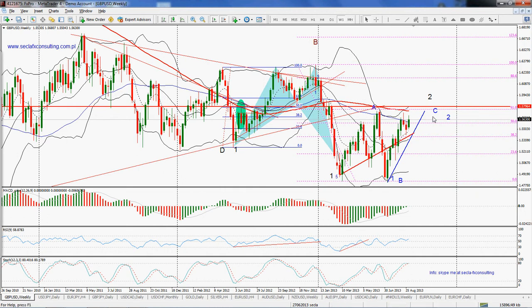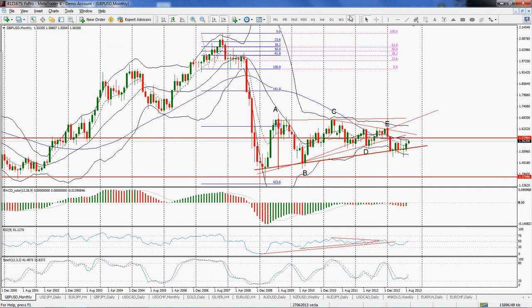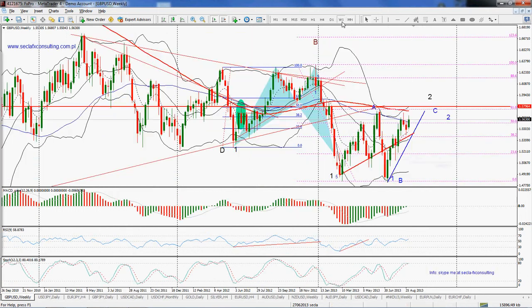But what says against it? It's actually the monthly candle. It's a green one, a strong one. But it's still below the Bollinger middle band. Yeah, and we'll see.